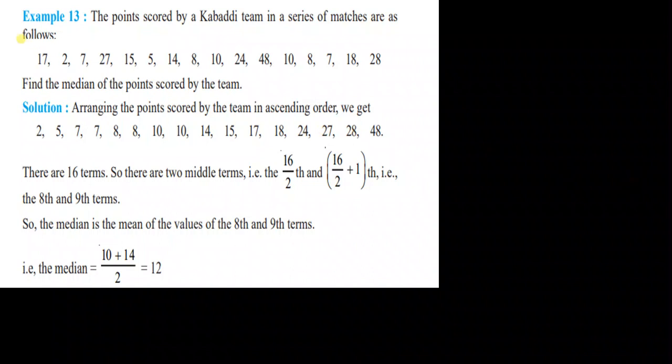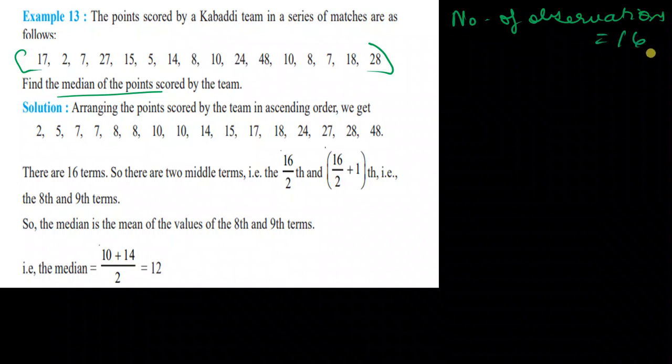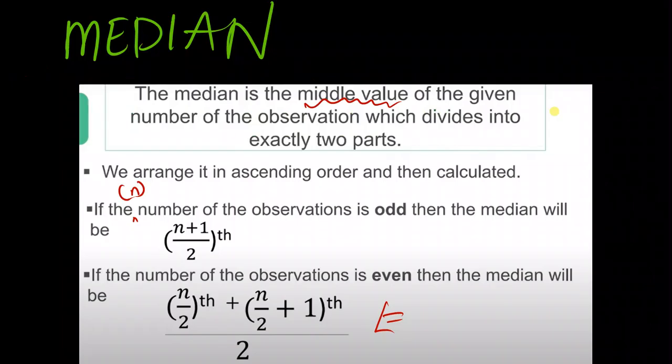Okay, let's see one more example. Now here, this is from your textbook only. Example 13 is where the points scored by a Kabaddi team in a series of matches are given. We need to find the median. Now here, what are the total number of observations? 1, 2, 3, 4, 5, 6, 7, 8, 9, 10, 11, 12, 13, 14, 15, 16. So the number of observations is 16.